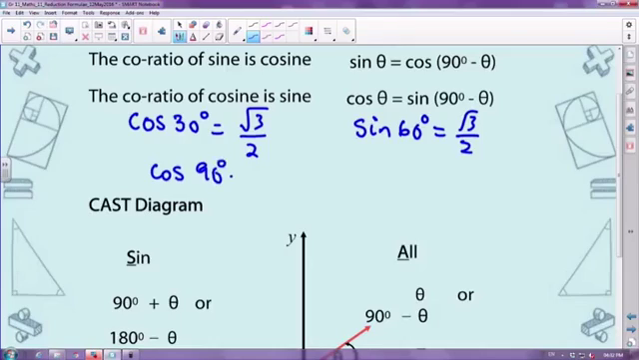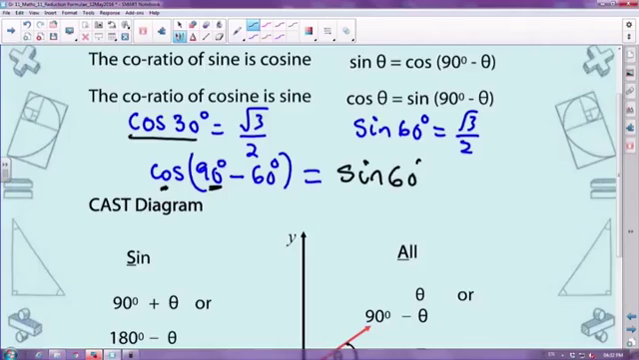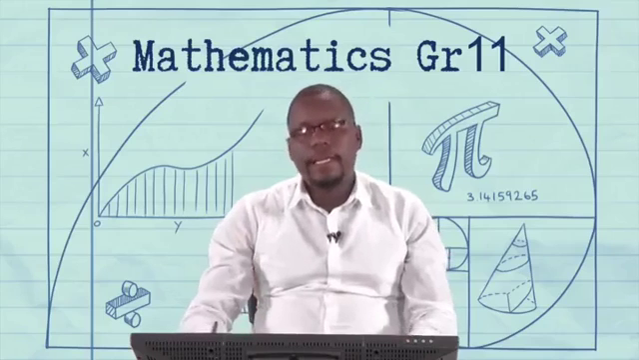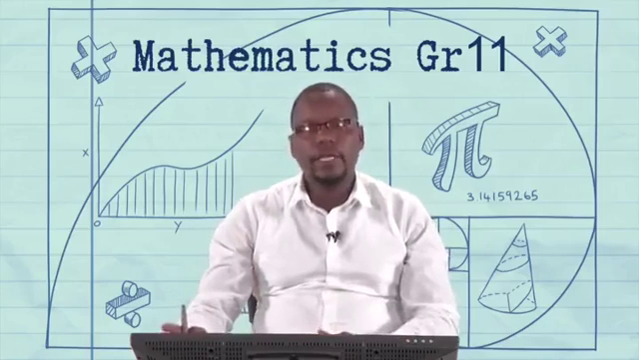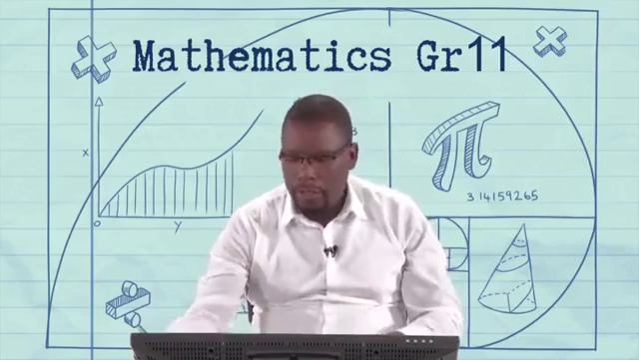Cos 30 will be your cos of 90 degrees minus 60. And then we check 90 degrees minus is the first quadrant. How is cos in the first quadrant? It is positive, but because of 90, your cos will change to sine. So cos of 30 will be equivalent to sine of 60 degrees. So in other words, if I've got sine of 10, it will be exactly the same as your cos of 80, all right? And so on and so on.